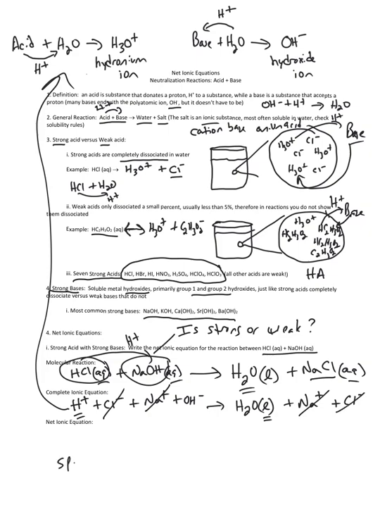So the spectator ions would be the sodium ions and the chloride ions. What's left is the net ionic equation.